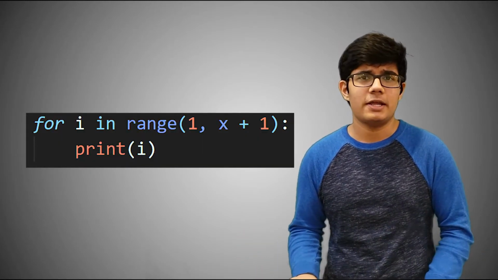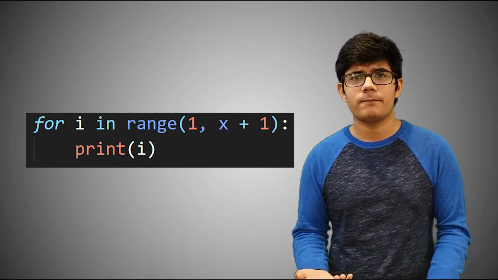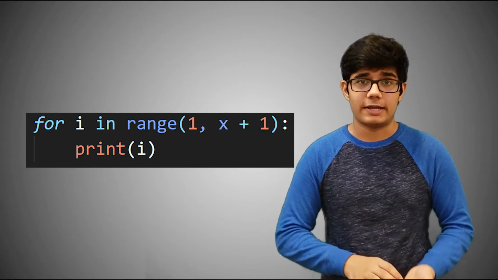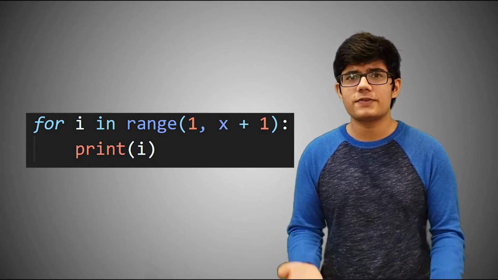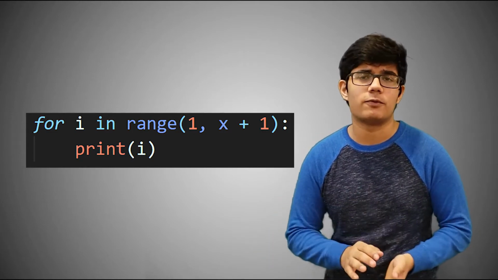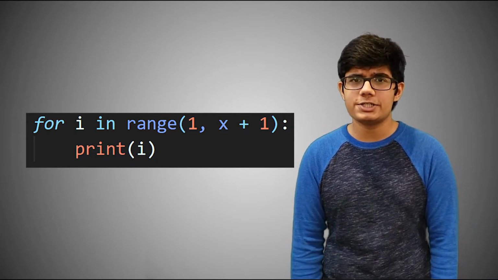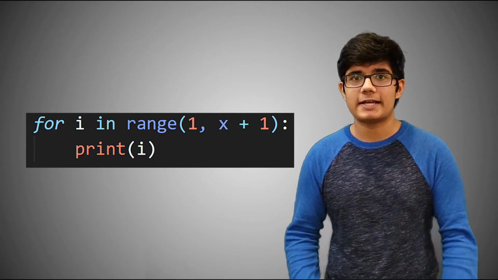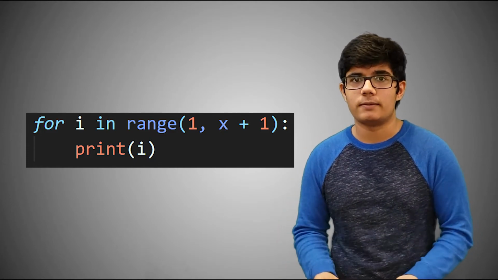First word is obviously for, then we declare our variable called i. Note that this could be any name that you choose, but most programmers prefer i. Then we have our keyword in, and then we have our word range. This range function call is slightly different than before. Here we have range, parentheses, 1 comma x, x being the input, plus 1.